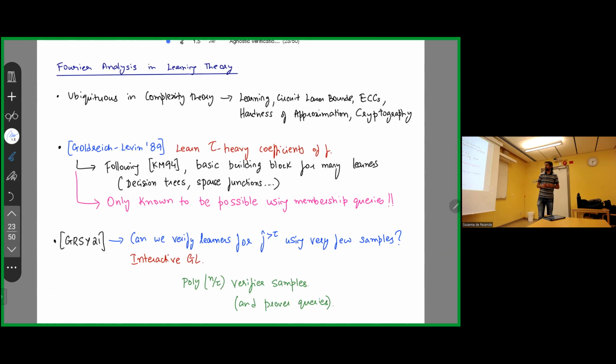The paper which introduced this model of PAC verification for learners asked this question: can we verify learners which provide all the heavy Fourier coefficients using very few samples? This is the interactive Goldreich-Levin algorithm, and they show that one can indeed do this using polynomial in n over tau many verifier samples, and the queries which the prover uses are polynomial in n over tau.